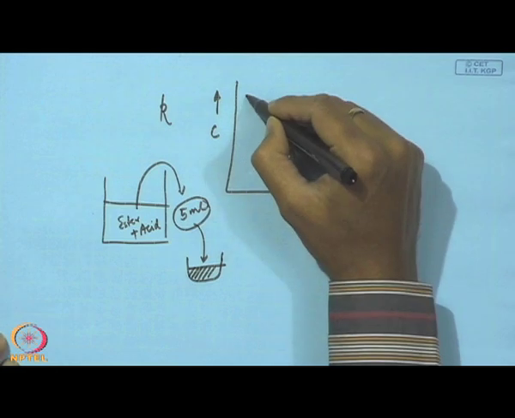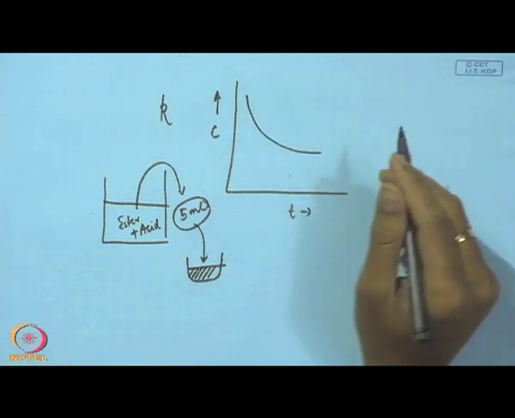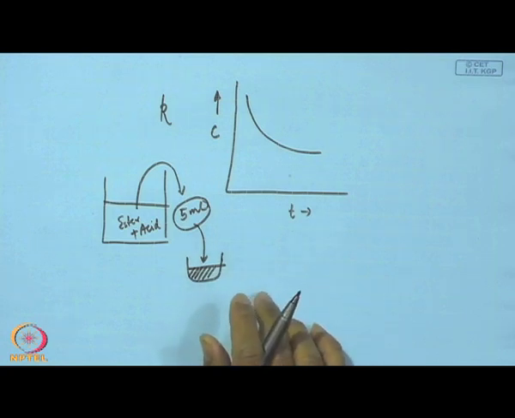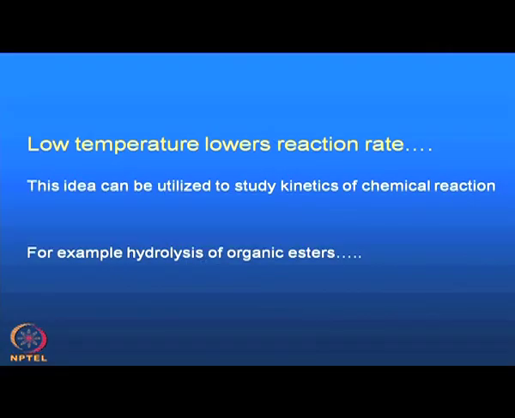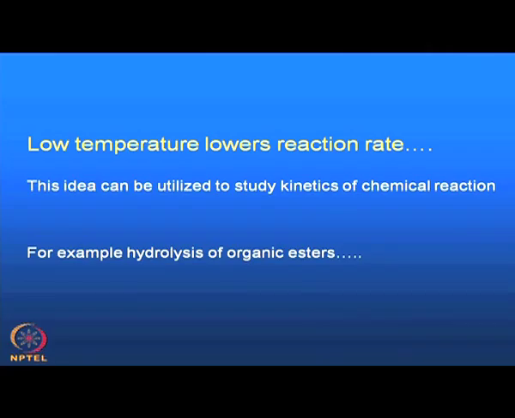So, in that case you can plot C versus T maybe in this way, and then you can find out K. So, that is why low temperature lowers the reaction, and utilizing that you can find out the rate constant, or maybe you can follow the kinetics.